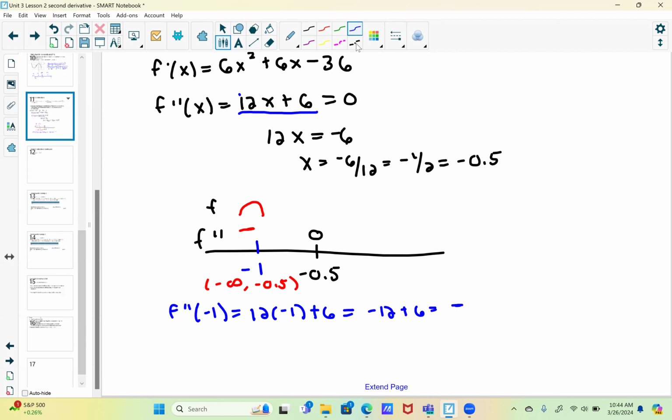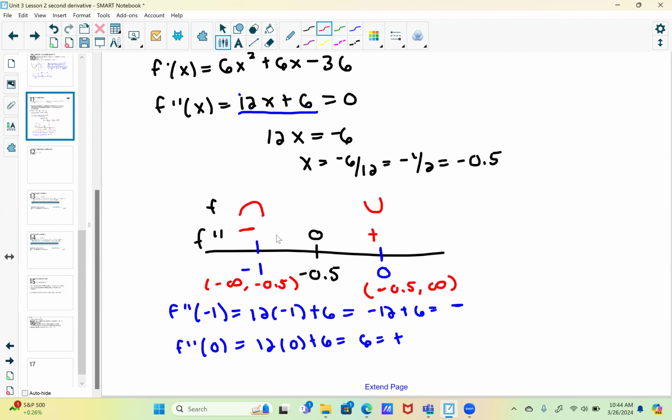And then I'm going to check a test point in this interval, so something larger than -0.5. So I'm going to pick 0 because that's usually the easiest value to plug in. So I get 12 times 0 plus 6, which is 6, so I have a positive. Okay. And so that means my function is concave up from -0.5 to infinity. And so the second derivative changed sign, which means my original function changed concavity, and this is a point of inflection.